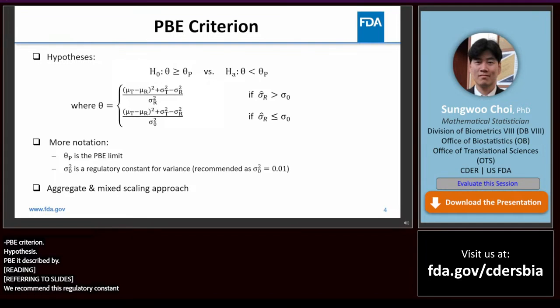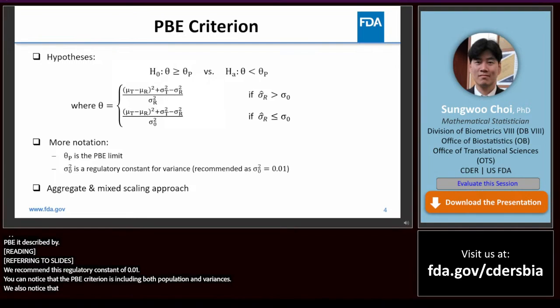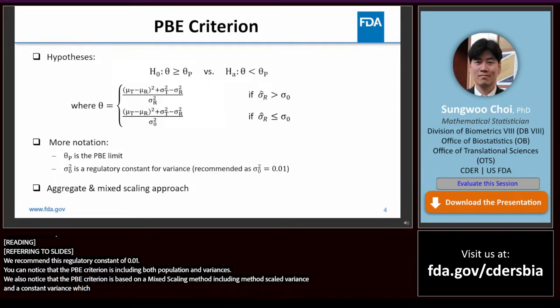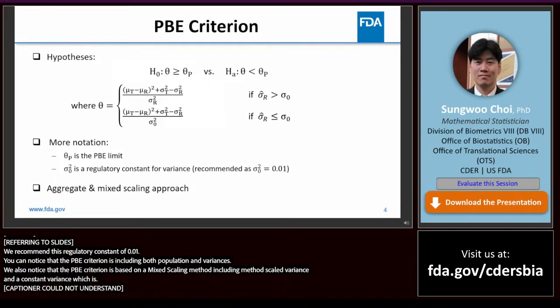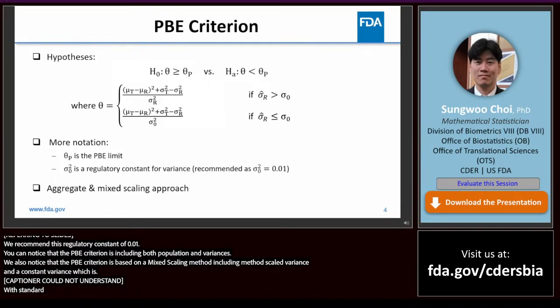We can notice that the population bioequivalence criterion is an aggregated measure, which means it includes both population means and variances of the test and reference products. Also, we notice that the population bioequivalence criterion is based on a mixed scaled method, which includes the reference scaled variance, which is sigma r square, and the constant variance, which is sigma 0 square. Using the sample estimate of the reference standard deviation, we can determine which of the two criteria should be used.